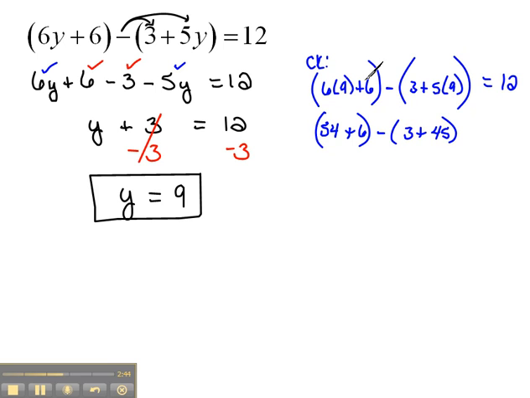Now, since these are just numbers, I can go ahead and work within the parentheses. 54 plus 6, which would be 60, minus 3 plus 45, which would be 48, is supposed to equal 12, does it? 60 minus 48 is 12. So that is a true statement, and that tells us that our answer is correct.